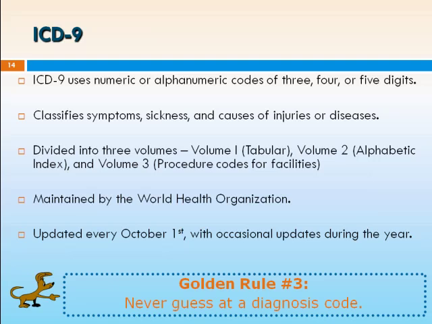In some cases, you may actually need a fourth or a fifth digit that isn't listed in the index. The index may only list a 3-digit code, but in order to actually have a proper diagnosis code, you need a fourth or a fifth digit. So you'll see notes within the tabular section of volume 1 of ICD-9 that will tell you when you need a fourth and fifth digit.